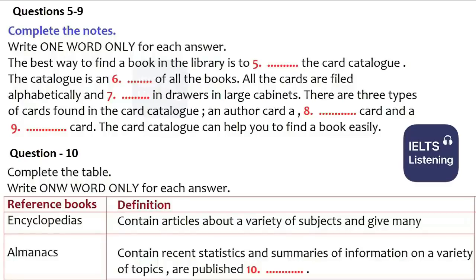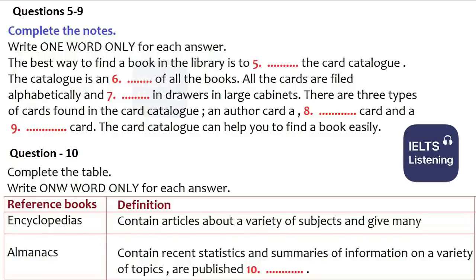First, dictionaries. Dictionaries are books that list and give the meanings of the words in a language. They also give the pronunciation of words in a dictionary which are listed alphabetically. Second is encyclopedias. Encyclopedias are reference books that provide factual information about people, events, places and subjects of lasting interest.